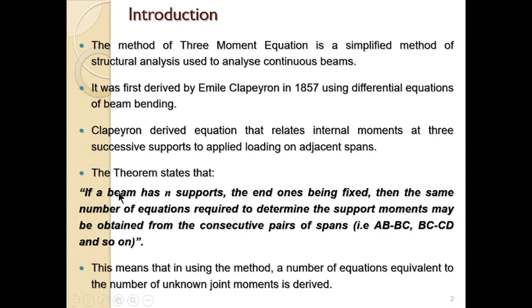The theorem states that if a beam has n supports, the n ones being fixed, then the same number of equations required to determine the support moments may be obtained from the consecutive pairs of spans. That means if you have span AB, BC, span BC, CD, two consecutive spans can work together. In doing that, you will derive a set of simultaneous equations, and when those simultaneous equations are solved, the support moments will be determined.